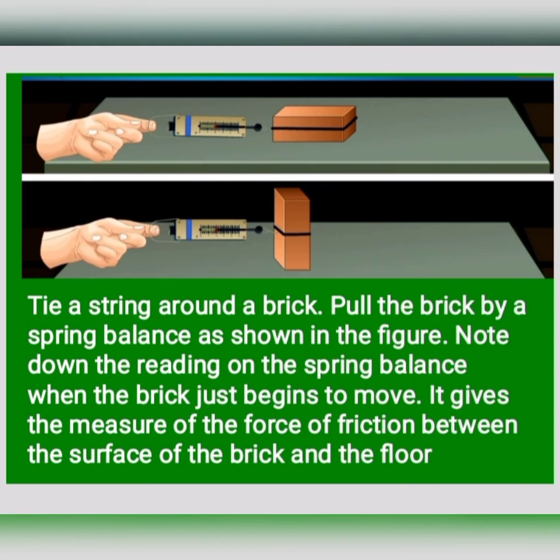Then you can cover this brick with a polythene cover. After that, repeat this activity again. You can observe that the reading of the spring balance is reduced. What is the reason? The polythene cover makes the brick smoother. It reduces the friction. That means a smooth surface reduces friction.